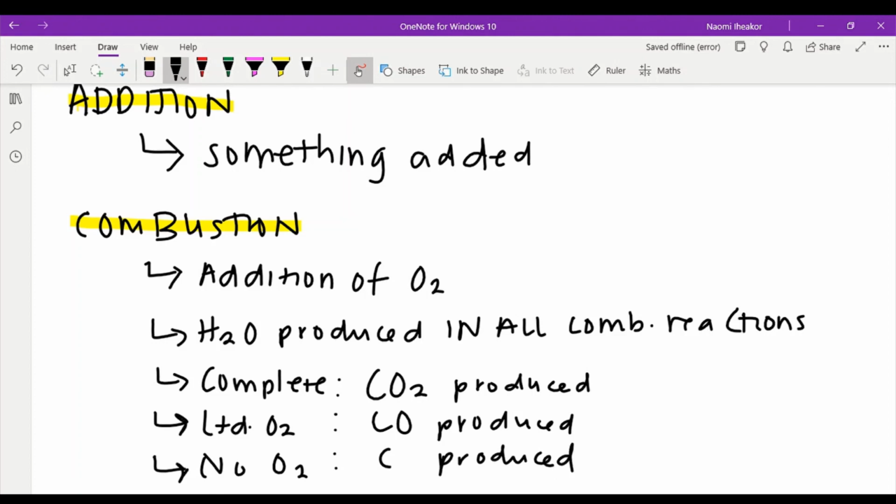And so that makes sense. If we have a look where we have complete oxygen, where we have a lot of oxygen available, so excess oxygen, we're going to have carbon dioxide produced. Where we have limited oxygen, rather than having a dioxide, we're going to have a monoxide, so carbon monoxide. And where we have no oxygen available, well, we can't put any oxygen onto our carbon, and so therefore we're just going to have carbon produced.